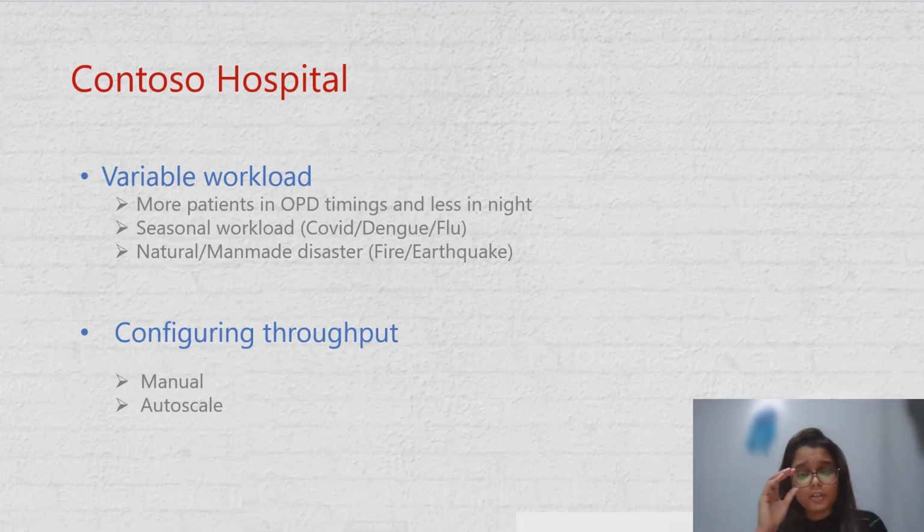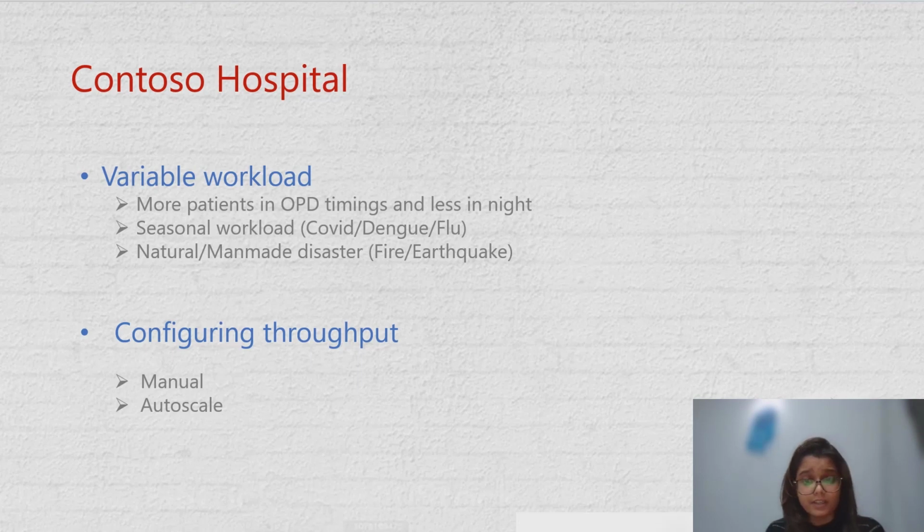Coming back to Contoso Hospital, we can now take a decision on how to configure request units in Cosmos DB. In Contoso Hospital, we have variable workloads because there are more patients in OPD timings and fewer at night. There are also seasonal workloads, like whenever the season changes, there is seasonal flu. Sometimes there is dengue, flu, and we saw there was a huge spike during COVID season. Sometimes there are unnatural bursts, like during a natural disaster or man-made disaster.